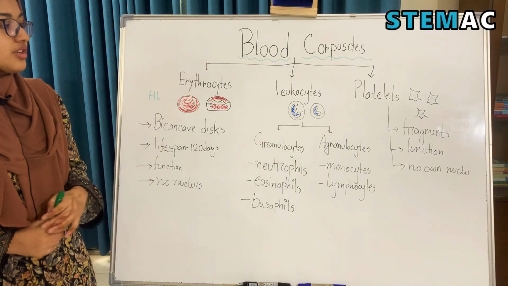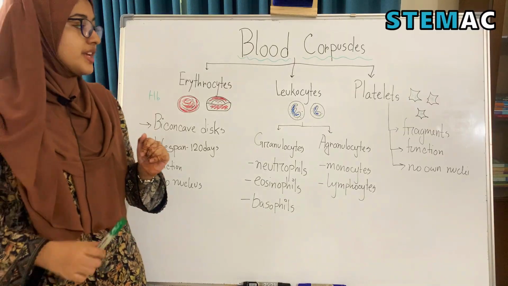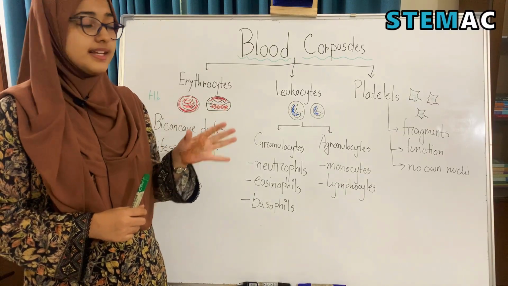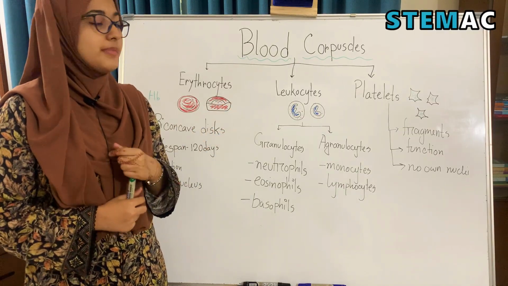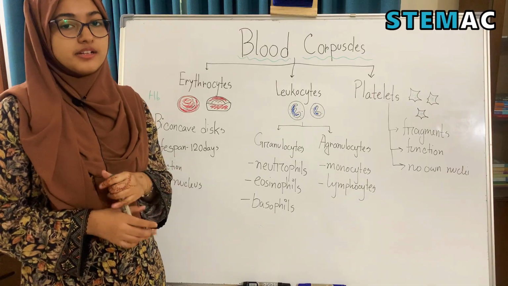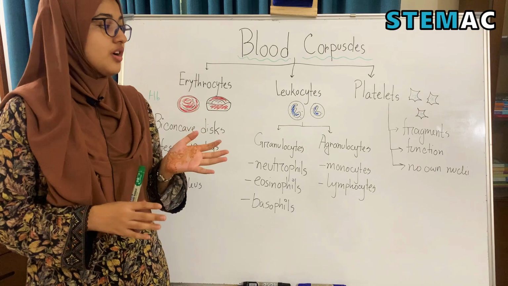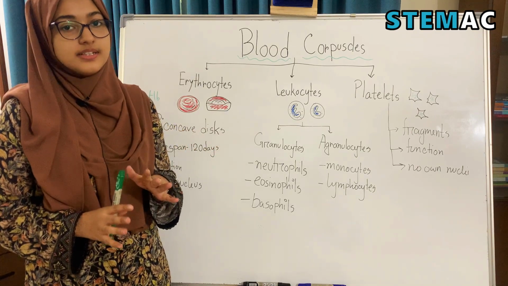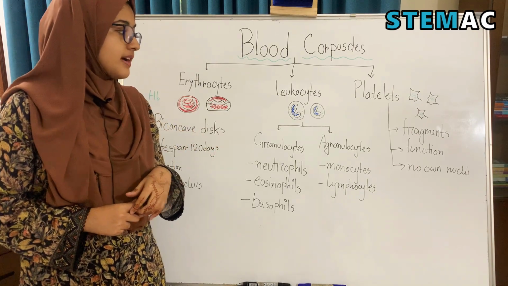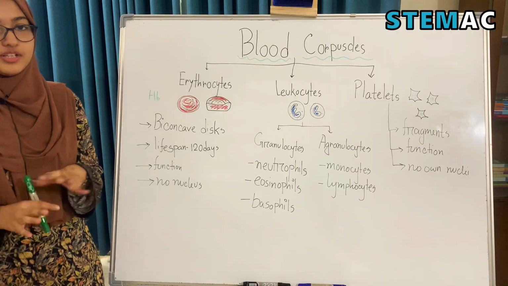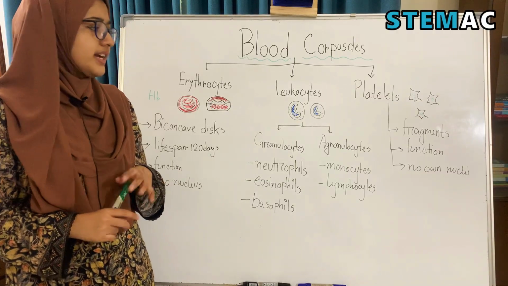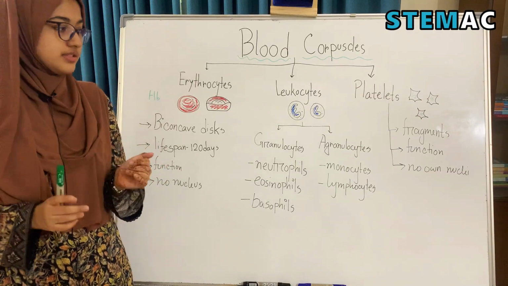Then we are going to talk about the platelets. Platelets come from the myeloid cell named megakaryocyte, which is a really large cell which gives rise to thousands of fragments that are called platelets. They also do not have their own nucleus. So they are actually cell fragments, not actual cells.